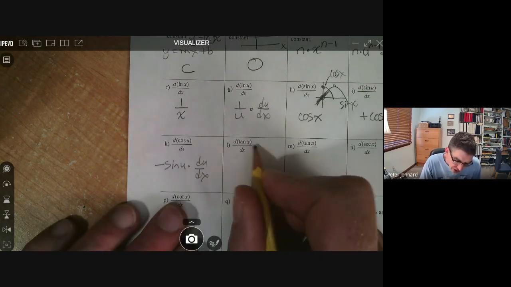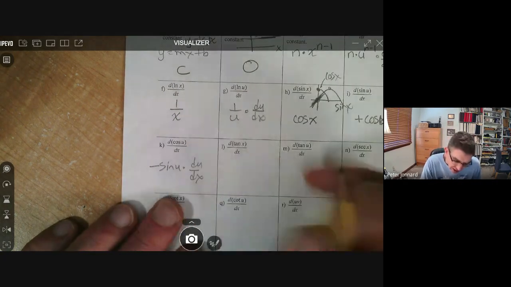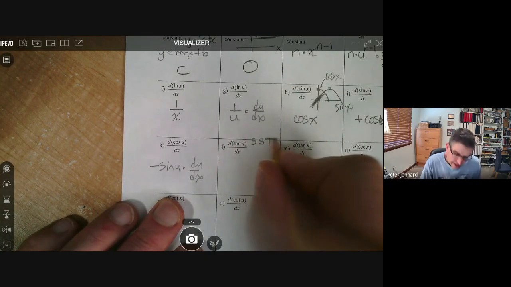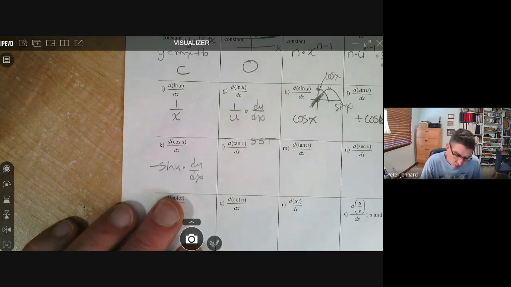Okay, for the trig functions, there's a silly mnemonic device. I am seeking a special tangent, like a tan guy, like a tangent. Okay, why?